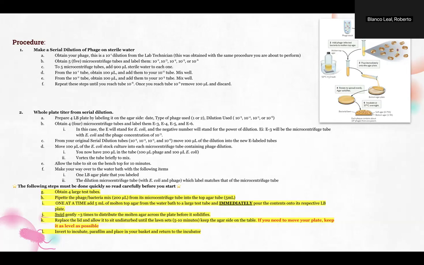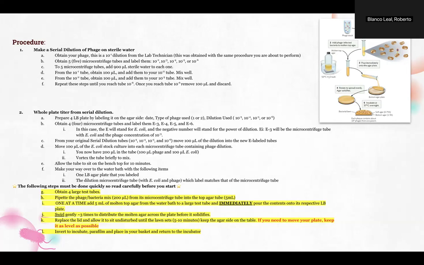Make your way over to the water bath and follow these steps. Take 1 LB agar plate and label it with the dilution, matching the label on the microcentrifuge tube with E. coli and phage. The following steps must be done quickly, so read carefully before you start. This one was the hard part. We obtained 4 large test tubes and pipetted the phage with the bacteria, the 200 microliters from the microcentrifuge tube, into the tube, one at a time, and added 5 milliliters of multi-top agar from the water bath to a large test tube immediately.